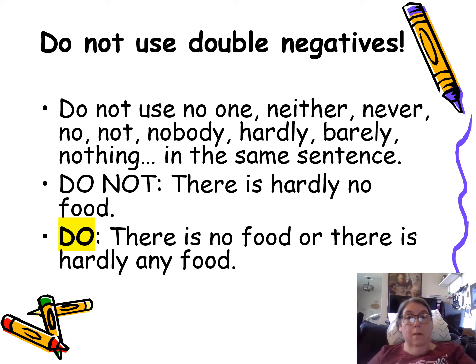Do not use double negatives. It sounds like a double negative there, doesn't it? So we shouldn't use words like no one, neither, never, no, not, nobody, hardly, barely, nothing, and there are other words in the same sentence. So we should not use there is hardly no food. Either change that to there is no food or there is hardly any food.